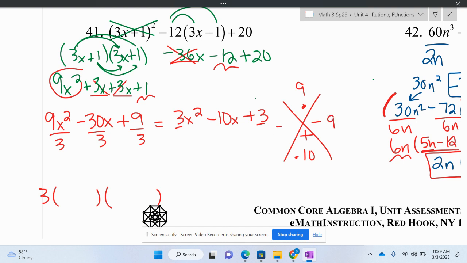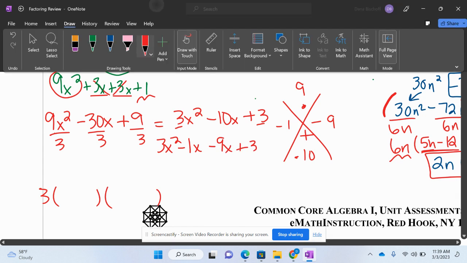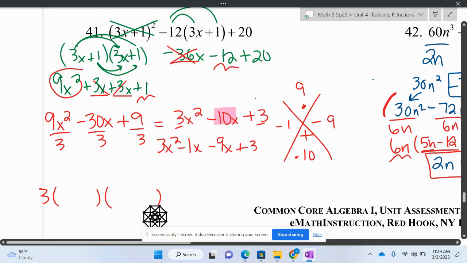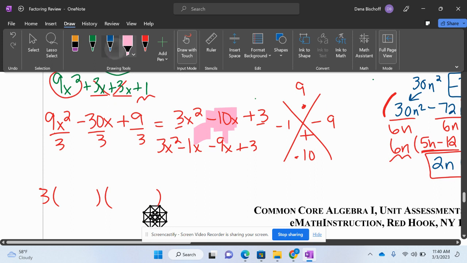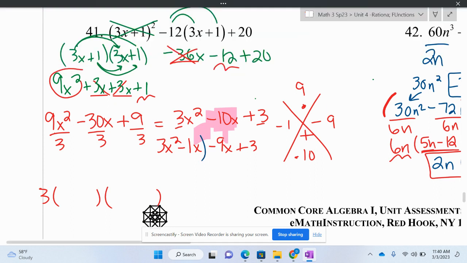Negative 9 and negative 1. Yeah. Those are the two factors that I'm using. I have to group this. So I have 3x squared minus 1x minus 9x plus 3. So all I did was replace this negative 10 right here with the negative 1 and the negative 9x. It still has the same value. I do that so I can group these and look for a GCF.